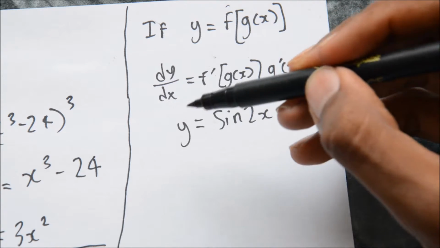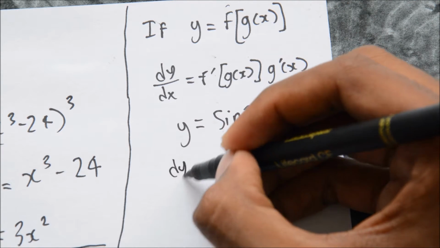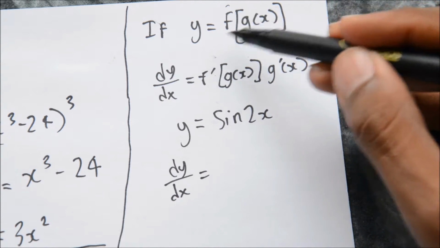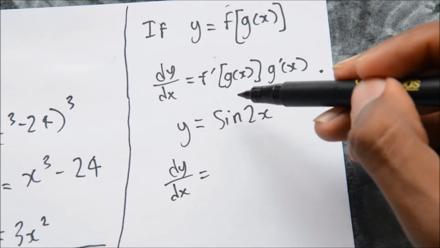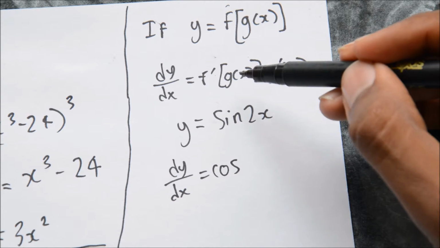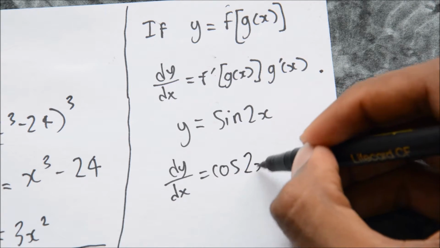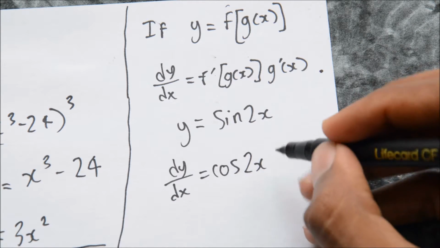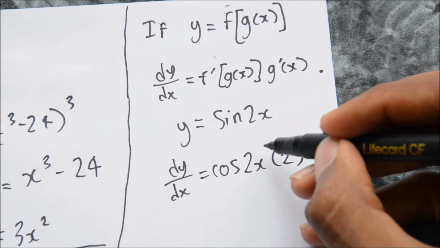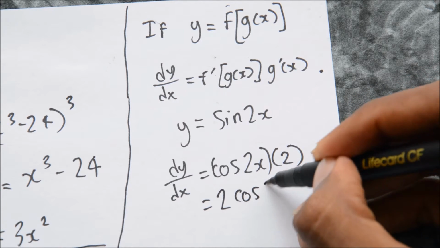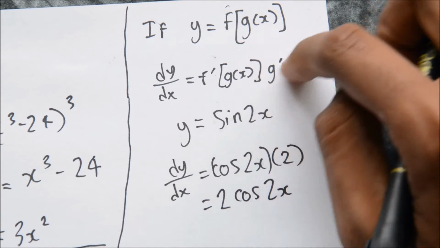So if we want to differentiate this, dy over dx would equal, we differentiate the f. The differentiation of sine is cos, so you bring a cos here, you leave the g(x), so you leave the 2x here, and you multiply by the differentiated. If we differentiate 2x, you just get 2, so we multiply the whole thing by 2. So this leaves us with 2 cos 2x.